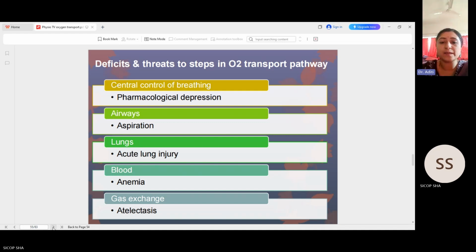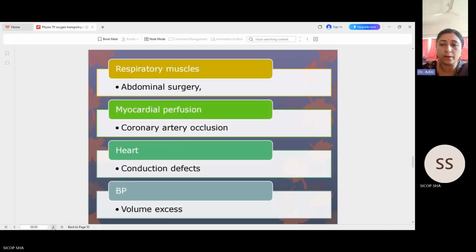Next, respiratory muscles. One example is after the patient has undergone abdominal surgery. Next slide. For abdominal surgery, the respiratory muscles will not be that efficient or will not contract to that level in order to increase the O2 transport. So that poses a risk of, or deficit in, O2 transport.